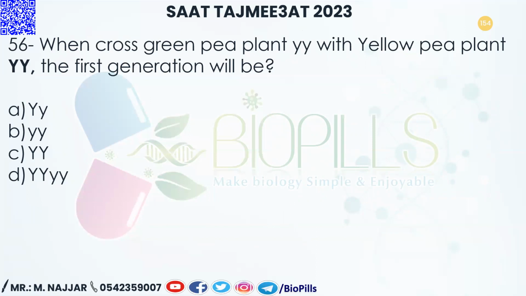When crossing a green plant, small y, with a yellow plant, capital Y, the first generation will be, that's very easy, all of it will be capital Y, small y.